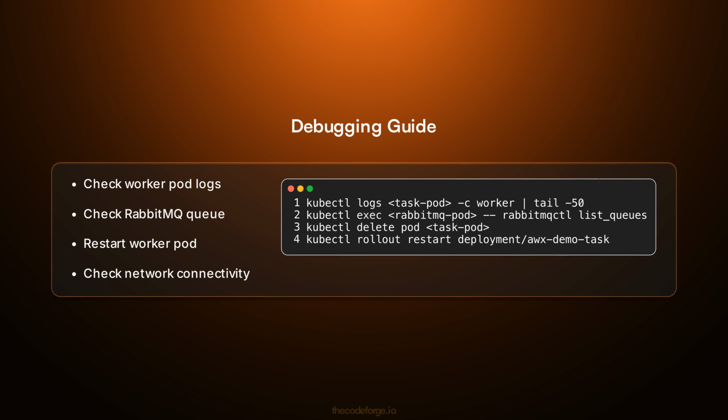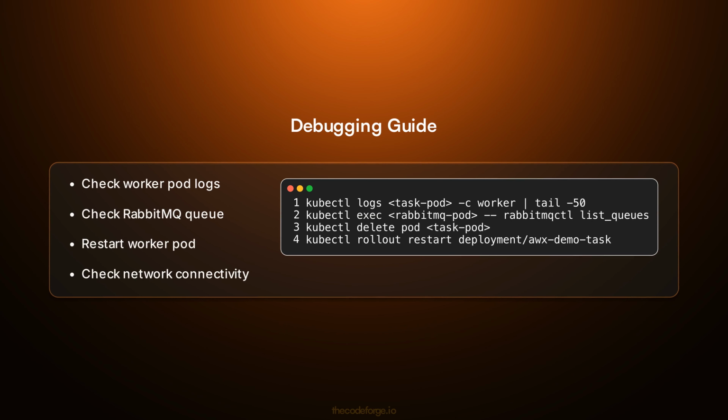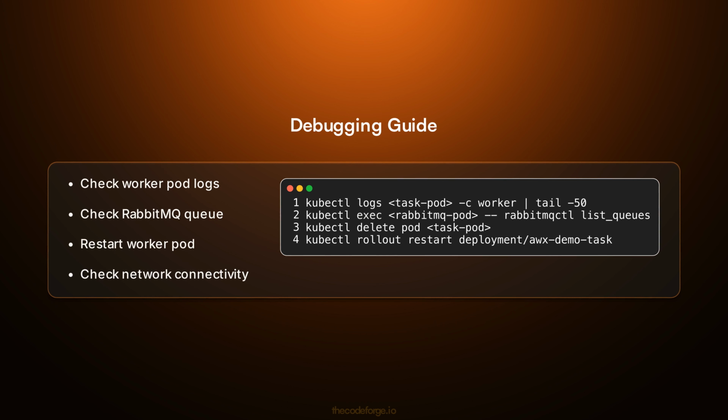When jobs are stuck, first check worker logs, then check the RabbitMQ queue. If the queue is empty but the job is pending, restart the worker pod. For SSH issues, check network connectivity and increase timeouts.